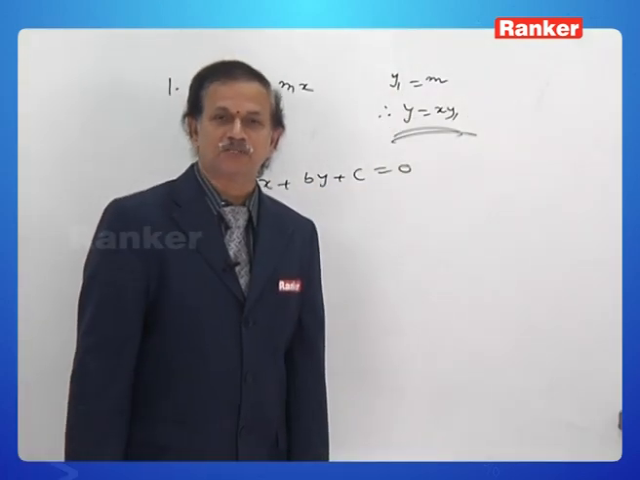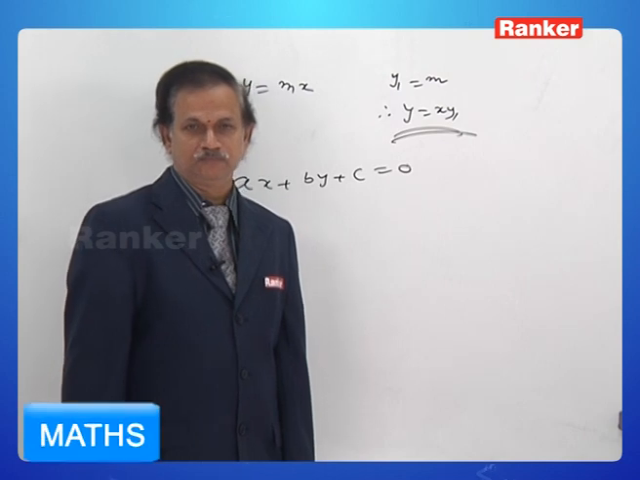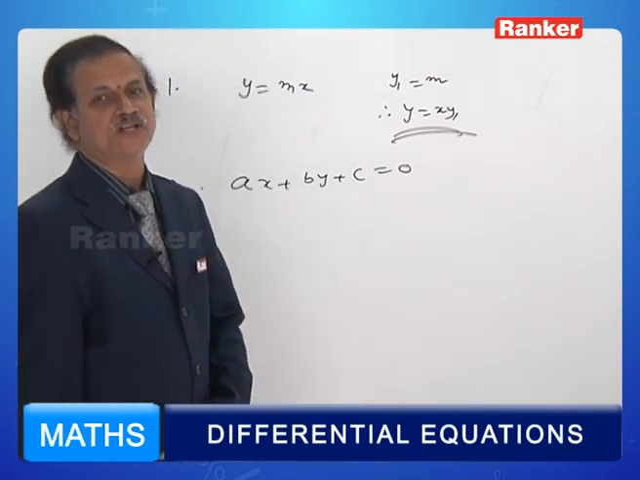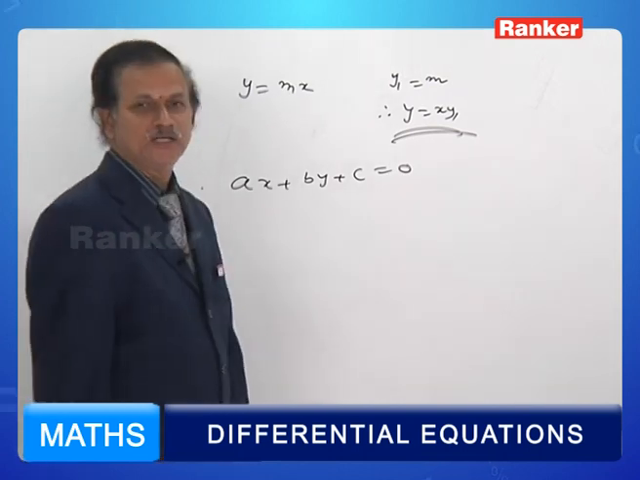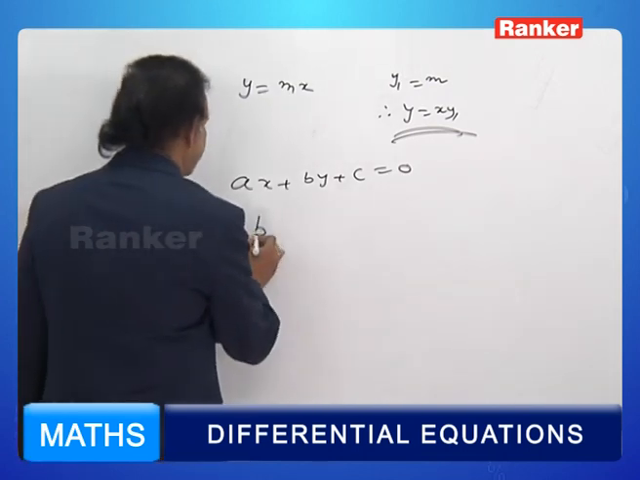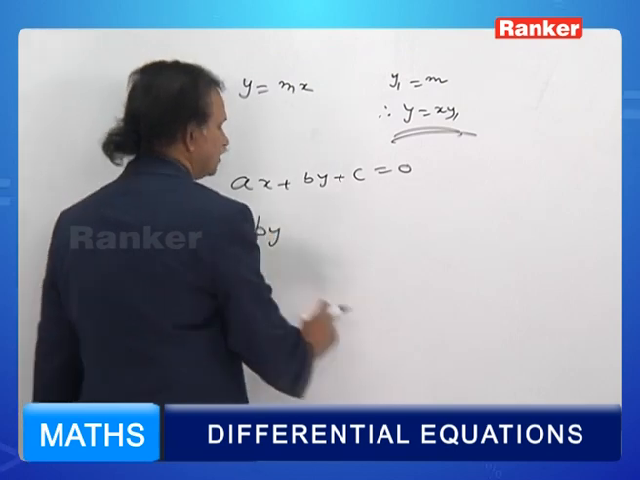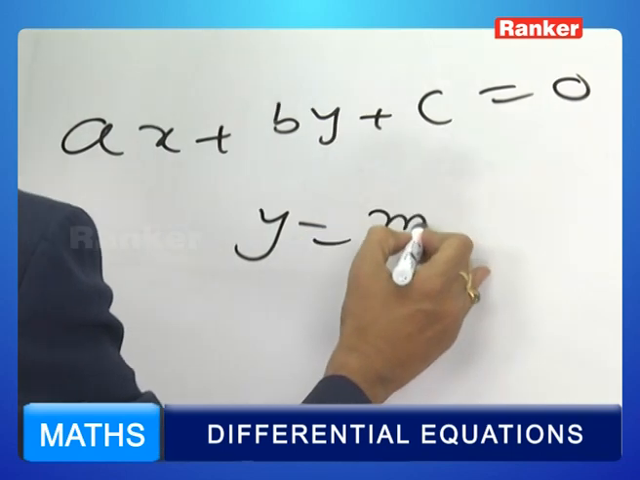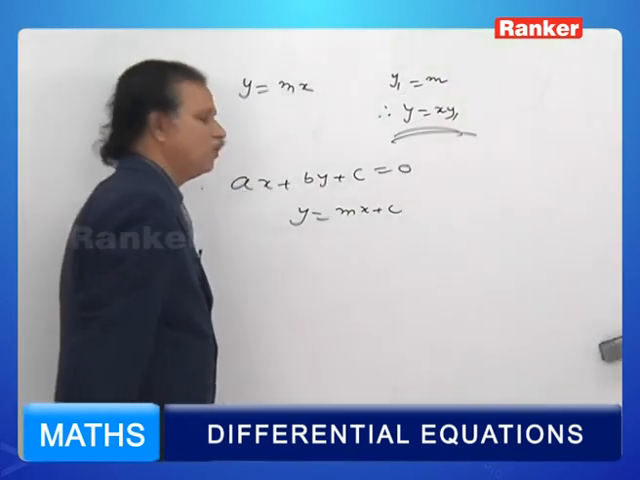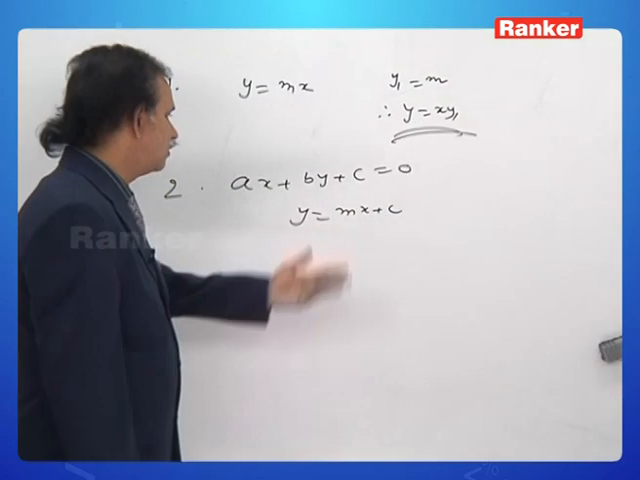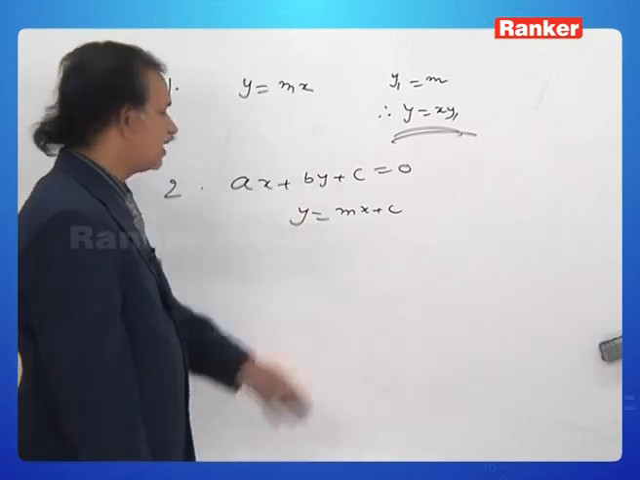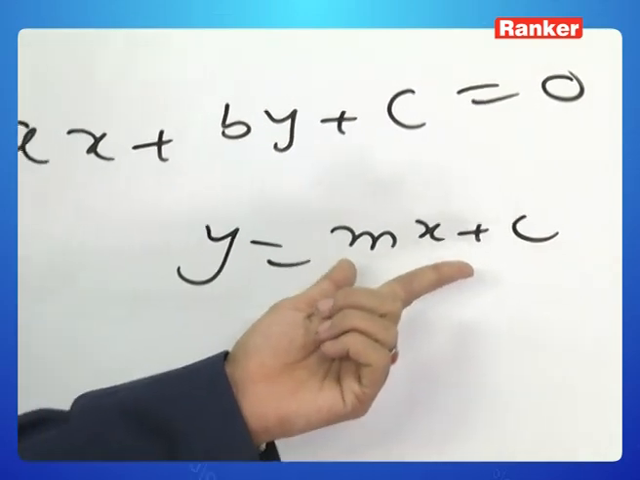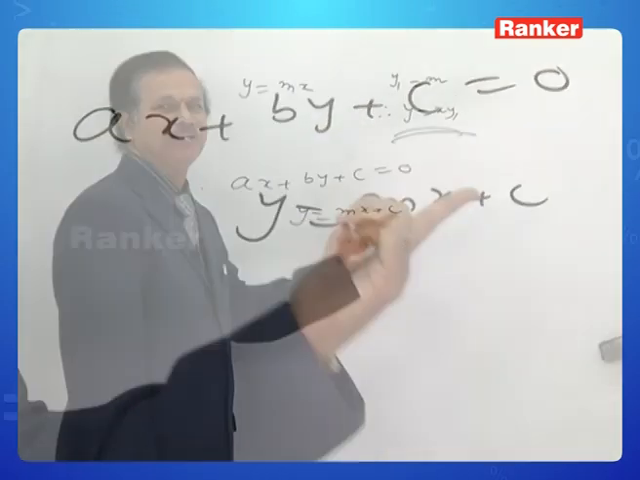Ax plus by plus c is equal to 0. That is the given equation. What is the general differential equation of this family? You do one thing. You can convert this into y is equal to mx plus c, provided a is not 0. You can easily convert. Now we could have reduced the number of arbitrary constants which are to be eliminated.